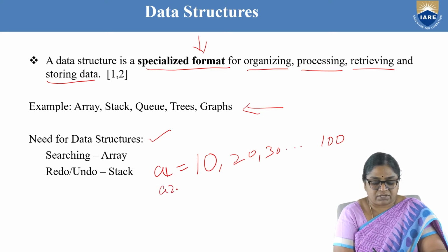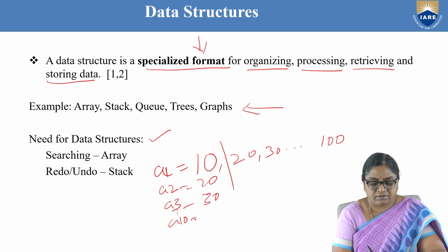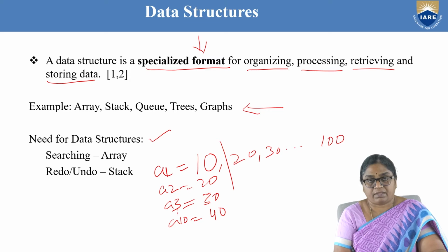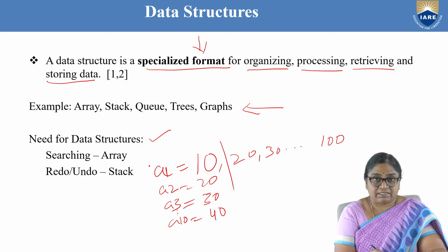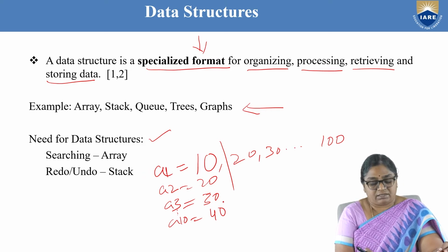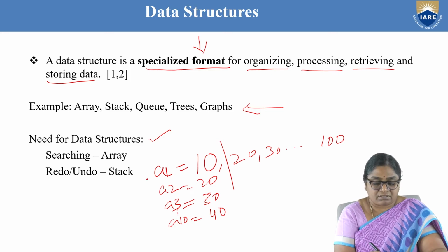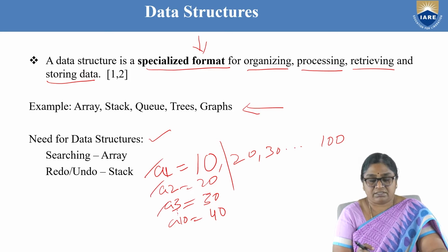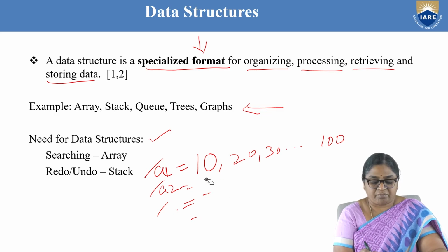10 different variables: A1, A2, A3, A4, etc., up to A10, which are equal to 20, 30, 40. So if I want to store 100 values, I have to create 100 variables. If I want to access one value, I have to compare that value. I have to check for the value in the entire list of variables. So declaring variables like this will result in ambiguity and be time consuming.